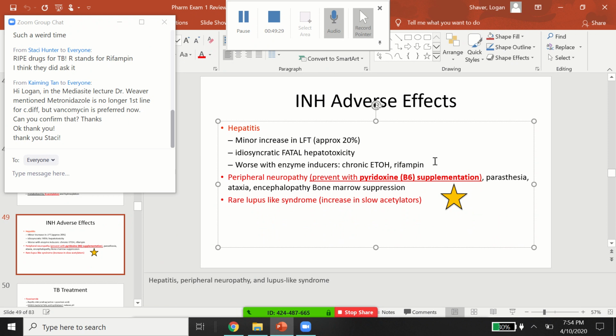It could even go a further step, where maybe not ask the drug, but what would you give to prevent that peripheral neuropathy? Then you need to think about vitamin B6. It's possible that you would be asked that, but I thought it was a very important point to know. Also, it can lead to a rare lupus-like syndrome. It does this by an increase in slow acetylators. Those people with slow acetylation could have that toxicity effect and then develop this lupus-like syndrome.